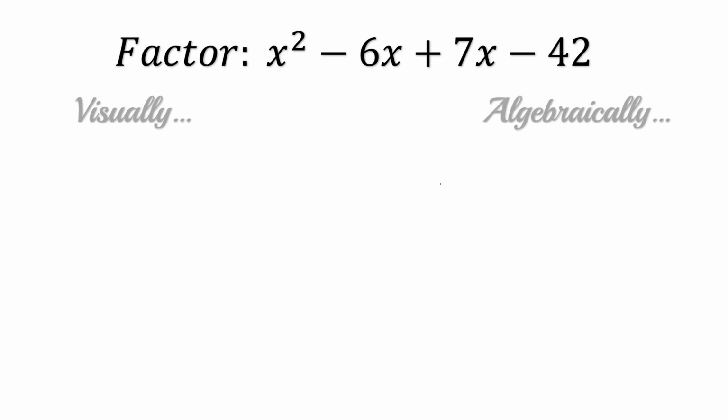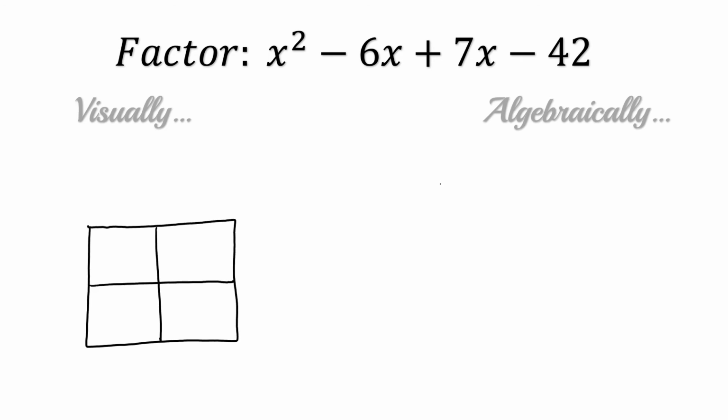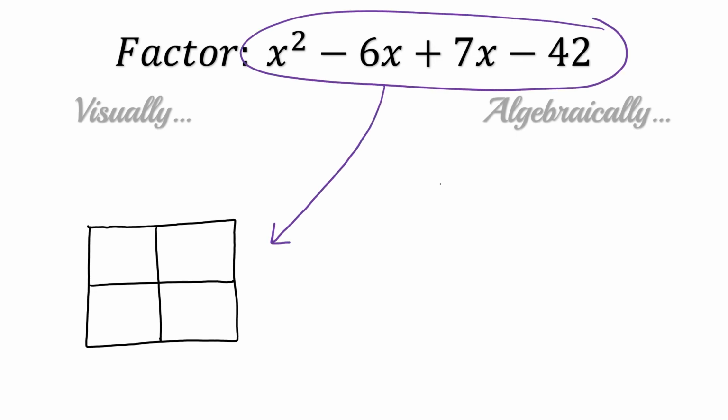Now let's look at another example. Let's start by using the visual method. So we'll take each term in this expression and give it its own box. So we have x squared minus 6x plus 7x minus 42.